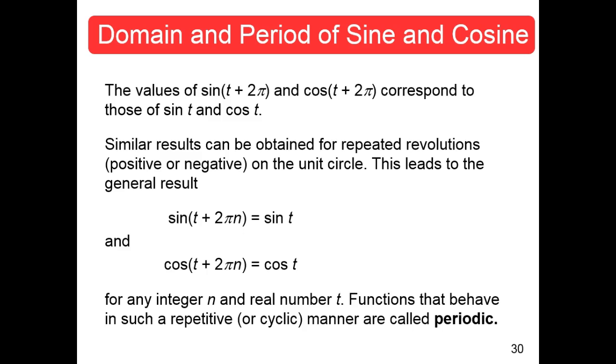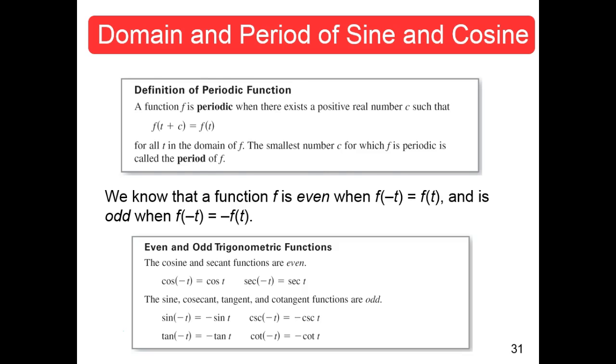So the functions that behave in such a repetitive or cyclic manner are called periodic functions. So they got to the periodic function first. Now they'll define what the period is. Did y'all need that a little longer?